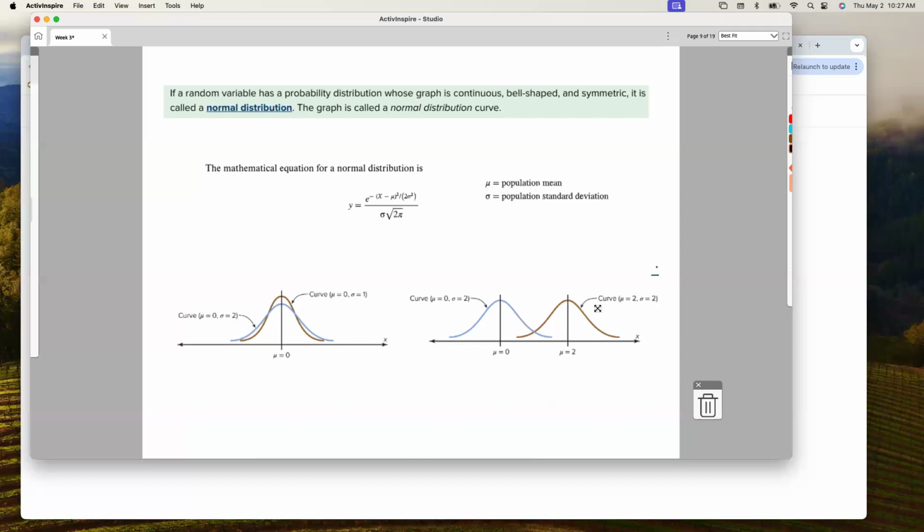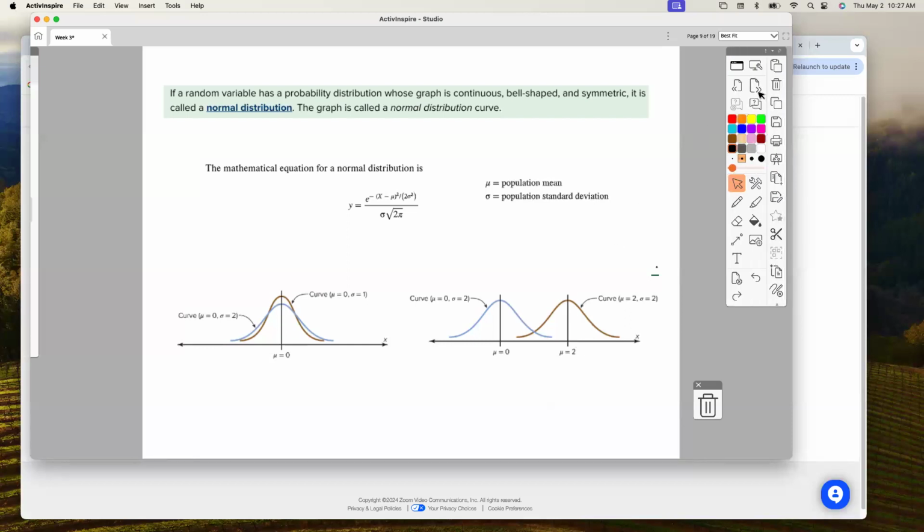Here are two with the same standard deviation, or same spread, but they have different means. Here we have a mean or center at 0, or a mean or center at 2. All right. Again, I'm going to go quick, so pause and scroll as needed.